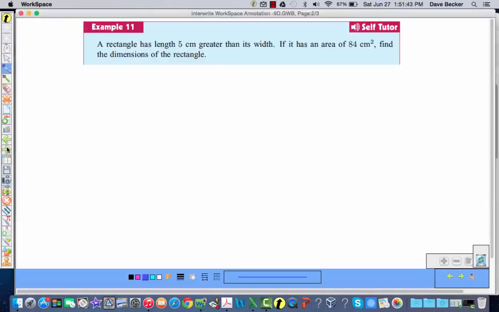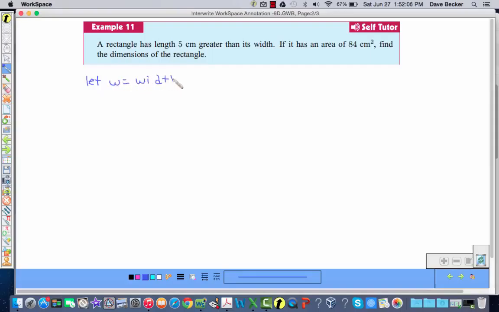All right, next example. A rectangle has length 5 centimeters greater than its width. If it has an area of 84, find the dimensions of the rectangle. So the dimensions, that's what we're being asked to find. So I'm just going to say, what's the first thing it says? Length 5 centimeters greater than its width. Well, I'll say let W equal width.